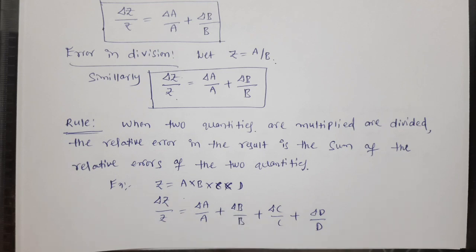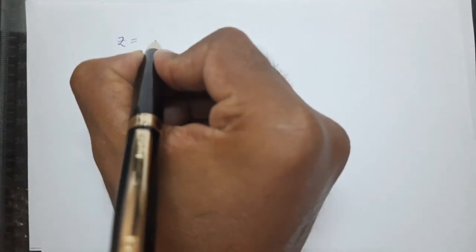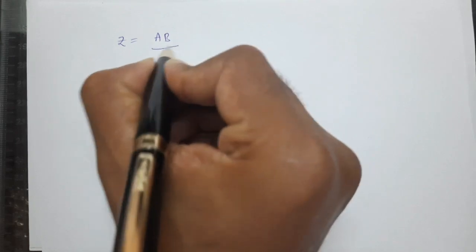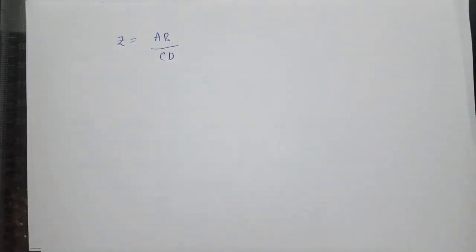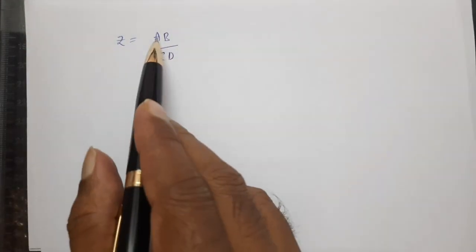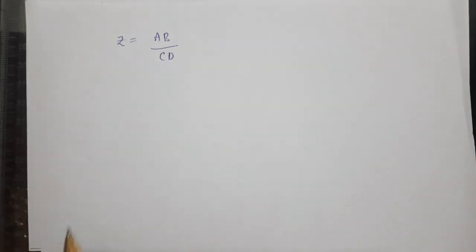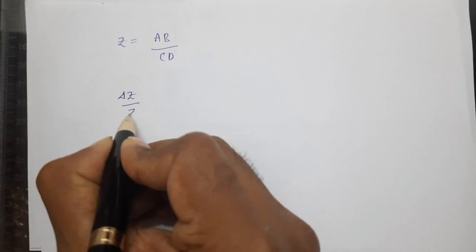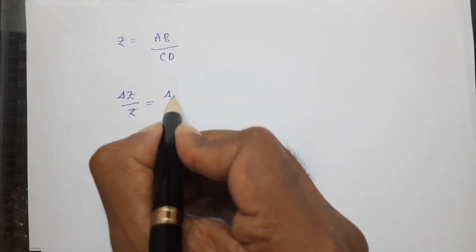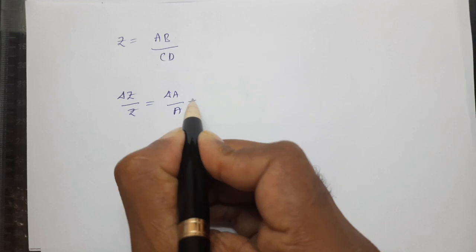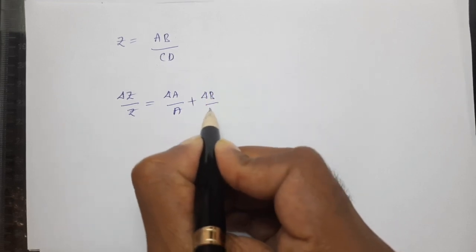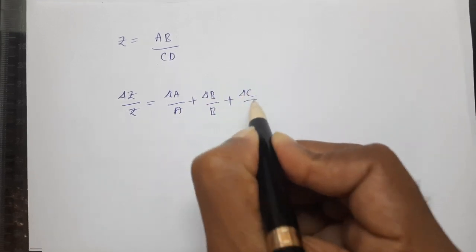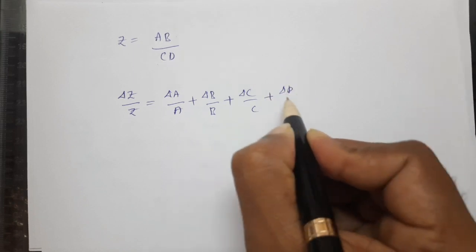Now I'll tell you another example. Suppose I have a quantity z is equal to a into b by c into d. I have four quantities, two multiplied and two divided. So here again you can write delta z by z is equal to delta a by a plus delta b by b plus delta c by c plus delta d by d.